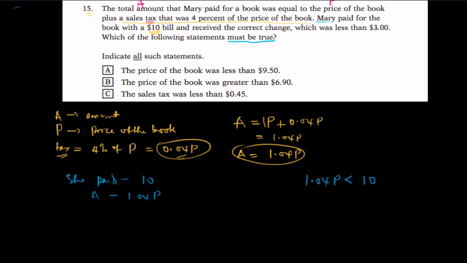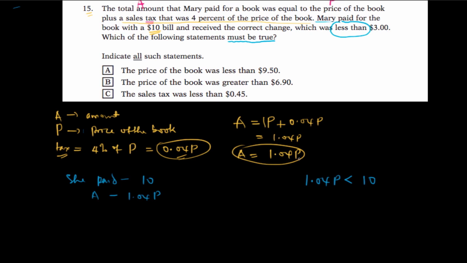How did I do that? Let's go over it again. Mary paid for the book with a $10 bill and received the correct change. Now the change she received after paying a $10 bill was less than $3. So that implies that the price of the book must be greater than $7.